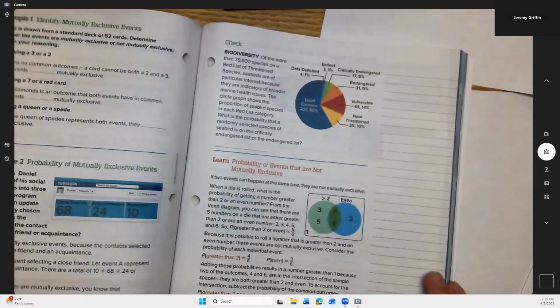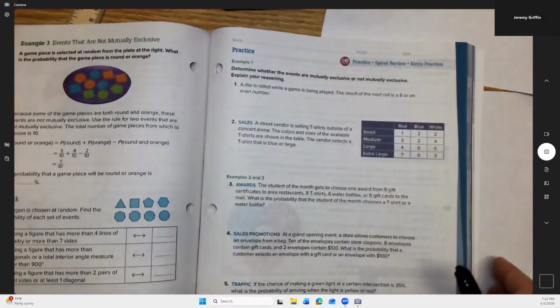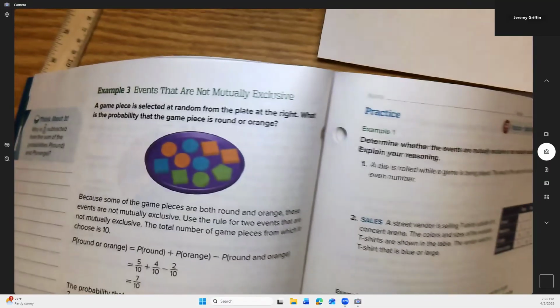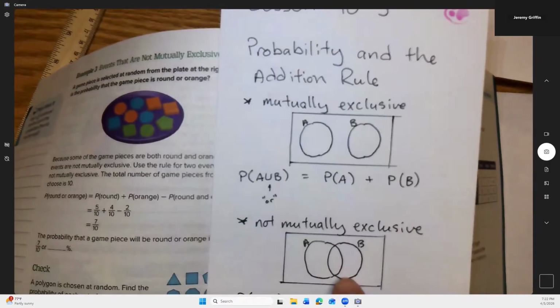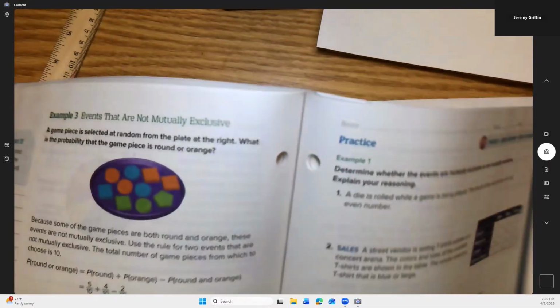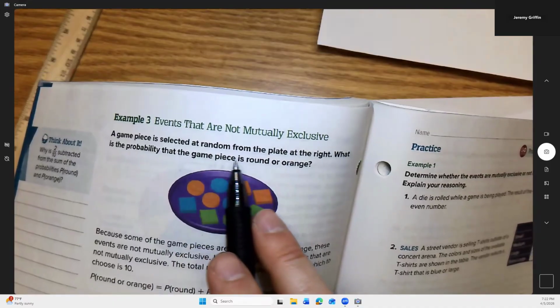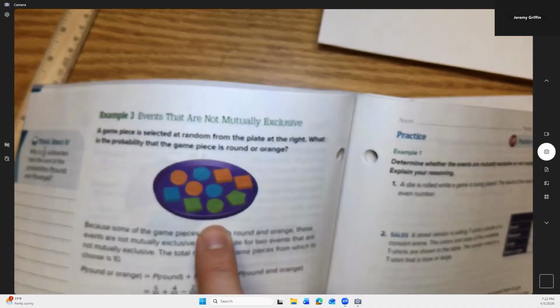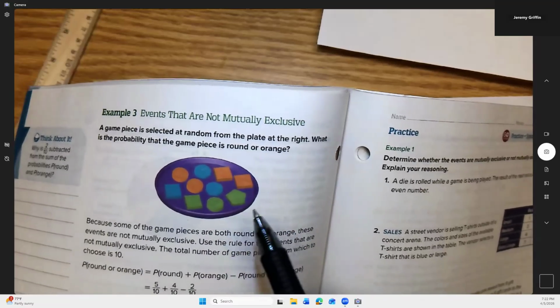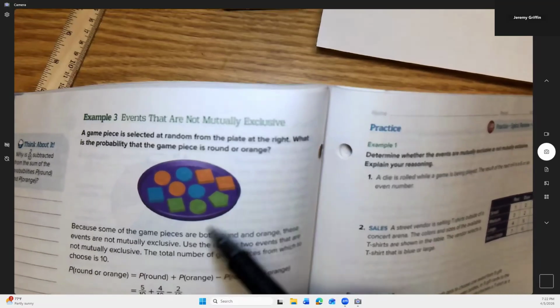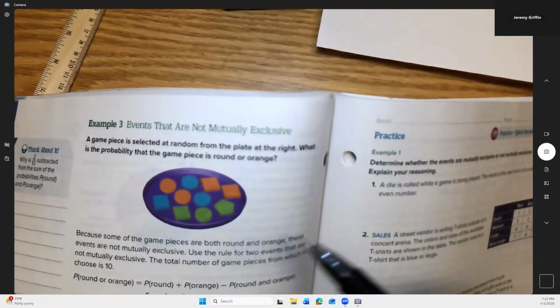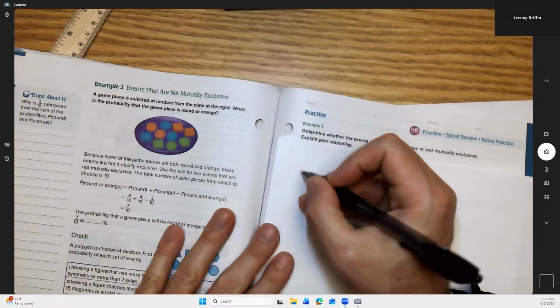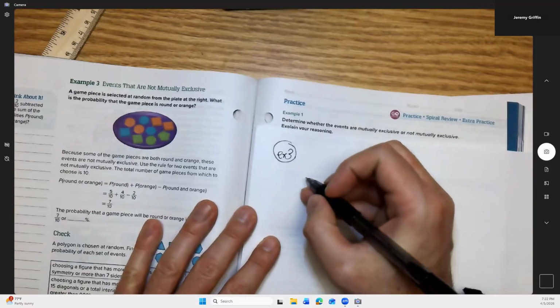All right, let's go on here. Example 3, events that are not mutually exclusive, which is what I was labeling right here. This is where there's some Venn diagram overlap. A game piece is selected at random from the plate right here. What is the probability that the game piece is round or orange? I see different shape pieces and also different color pieces, and there's some overlap. Okay, so let's see if we can figure this out. We want round or orange. Example 3. Right, so how many pieces are there?